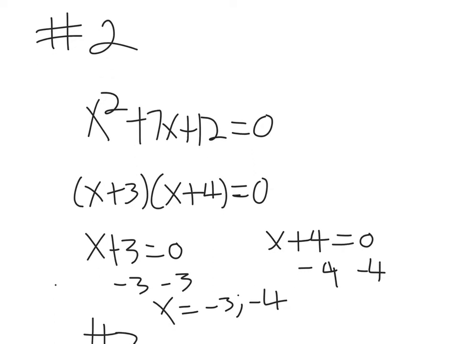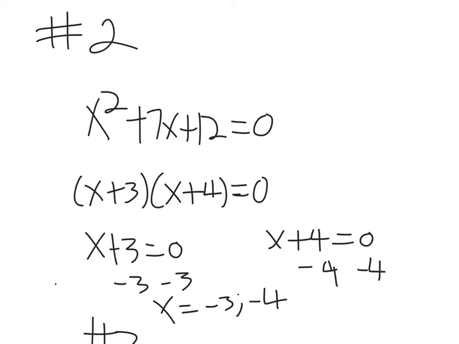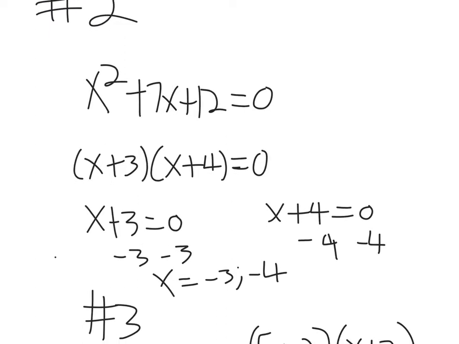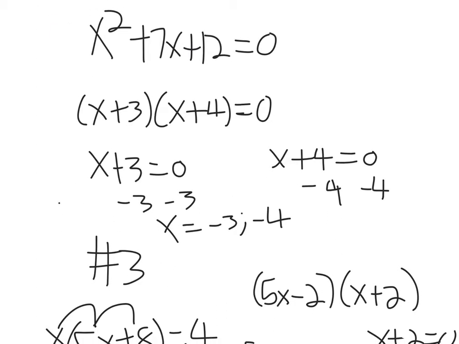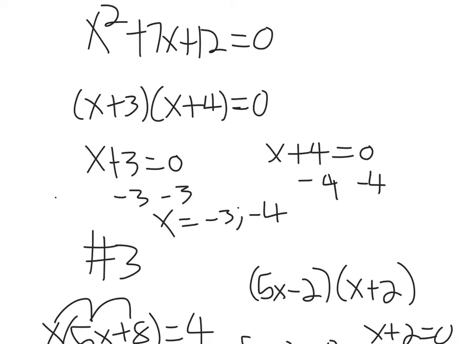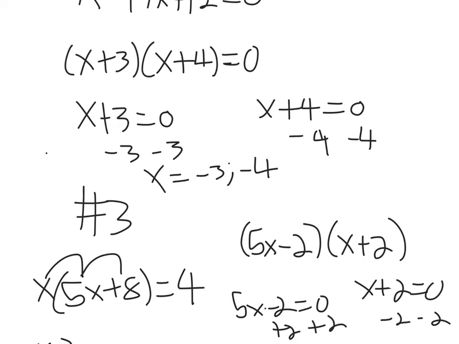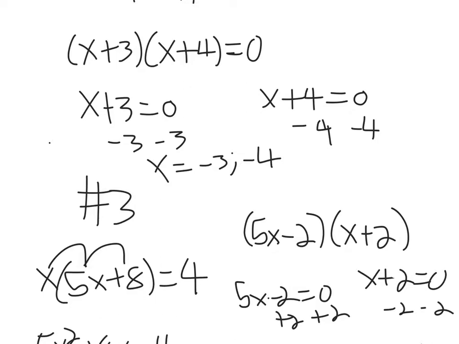You go to problem number 2, you have x squared plus 7x plus 12 equals 0. You would factor that into two things that multiply to equal 12, but also add up to equal 7, and that'd be x plus 3 times x plus 4 equals 0. Now that you have that, you would set both of those equal to 0, just like the last problem. So it'd be x plus 3 equals 0, then x plus 4 equals 0. You would solve that, you would get x equals negative 3 and x equals negative 4, and those would be your two answers.